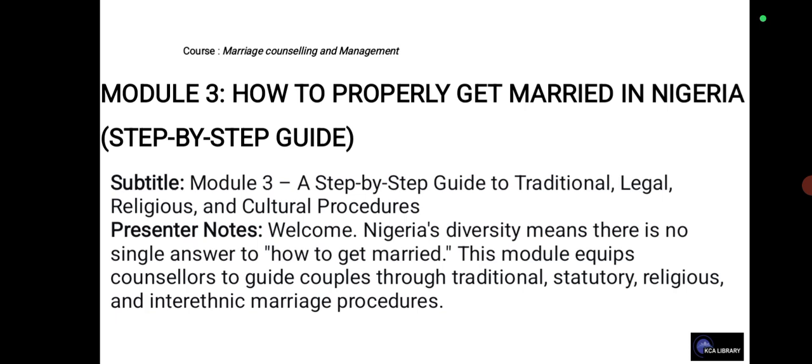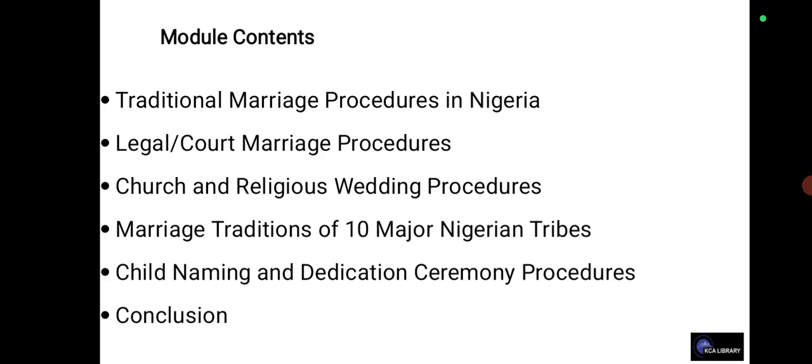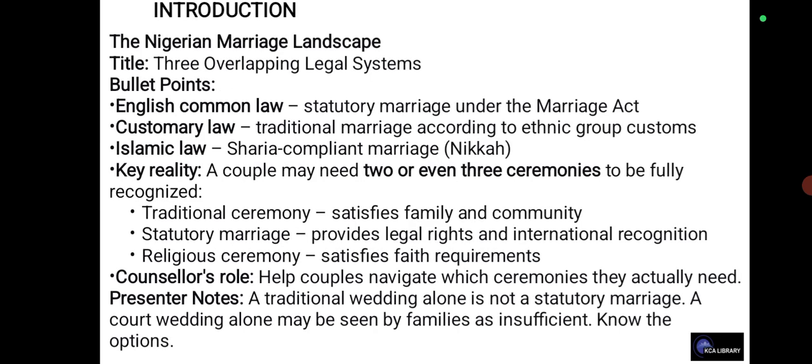So this module equips counselors to guide couples through traditional, statutory, religious, and interethnic marriage procedures. This module will cover traditional marriage procedures in Nigeria, legal or court marriage procedures, church and religious wedding procedures, marriage traditions of 10 major Nigerian tribes, child naming and dedication ceremony procedures, and so forth. Now let's look at the Nigerian marriage landscape.